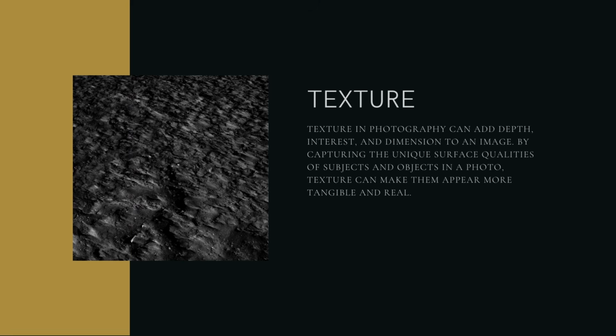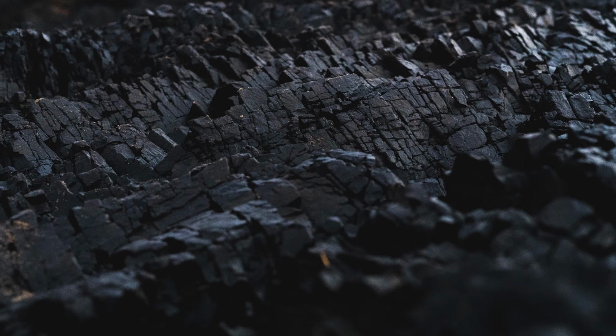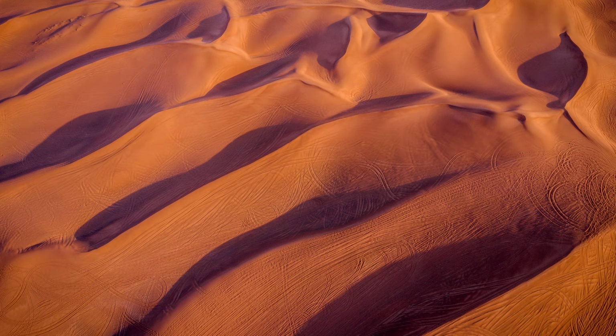By capturing the unique surface qualities of subjects and objects in a photo, texture can make them appear more tangible and real. Different textures, such as rough, smooth, or bumpy, can evoke different emotions and feelings, making the photo more engaging and memorable. For example, a photo of a rough, craggy rock formation can evoke a sense of ruggedness and strength, while a photo of a smooth, silky fabric can evoke a sense of luxury and elegance. Using texture in your compositions can help to tell a story and add an extra layer of interest to your images.